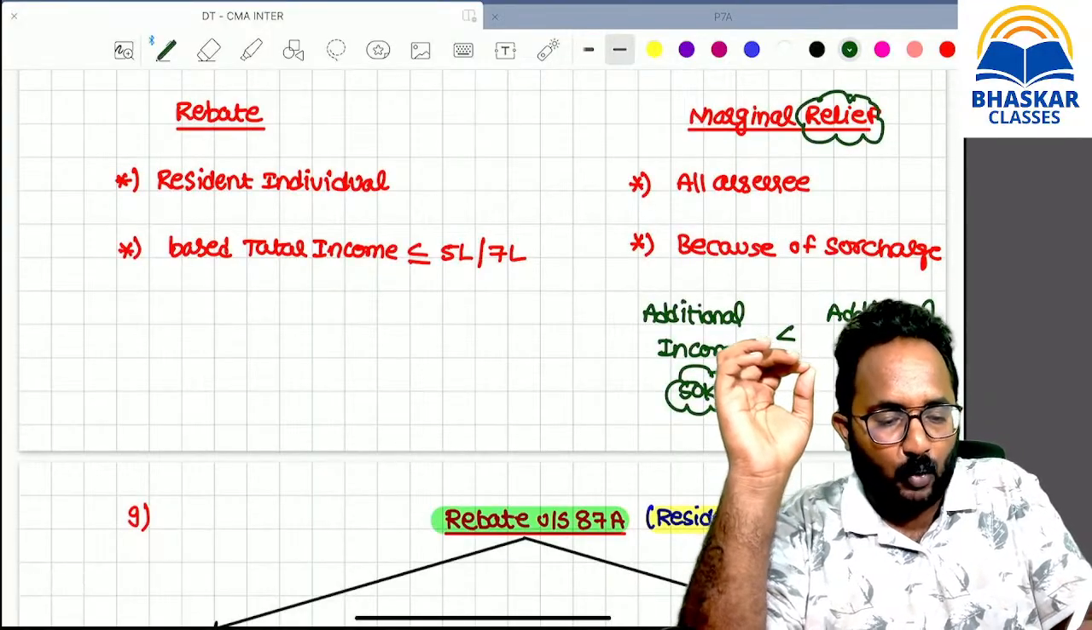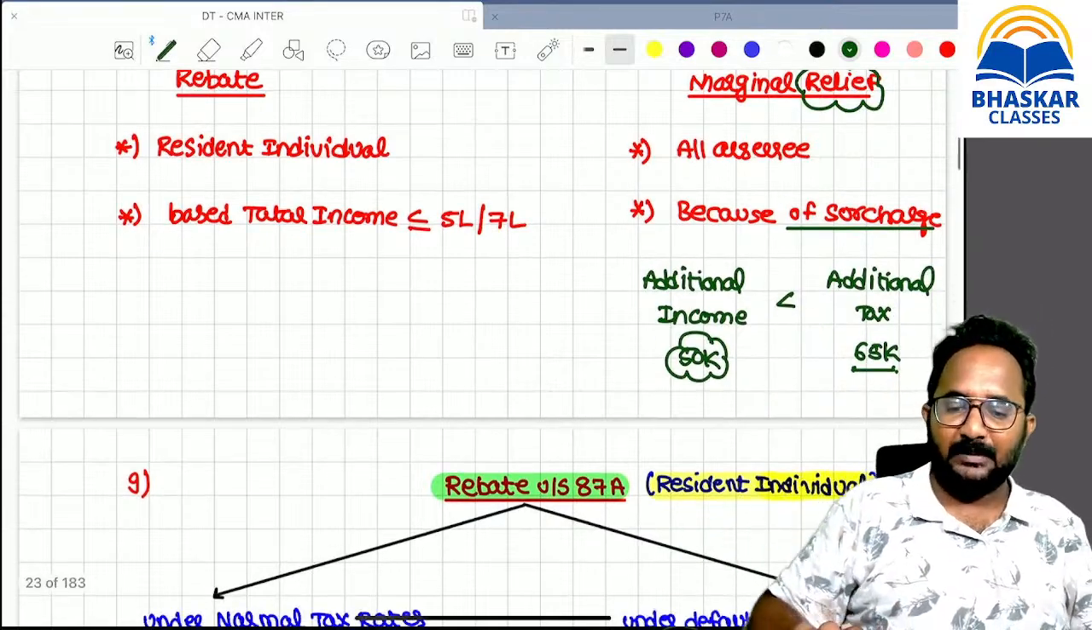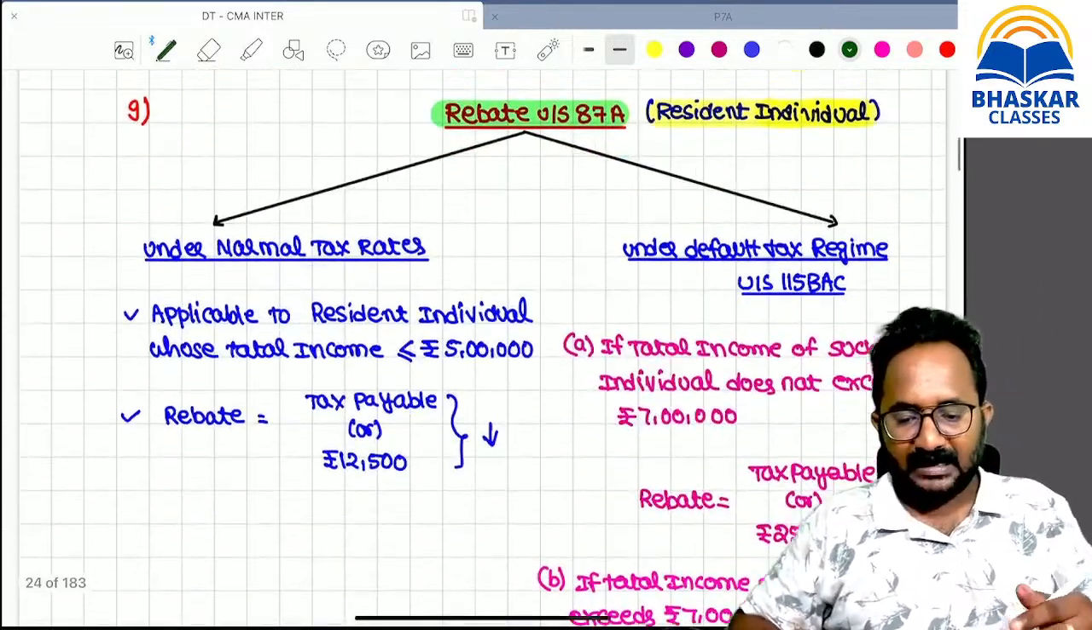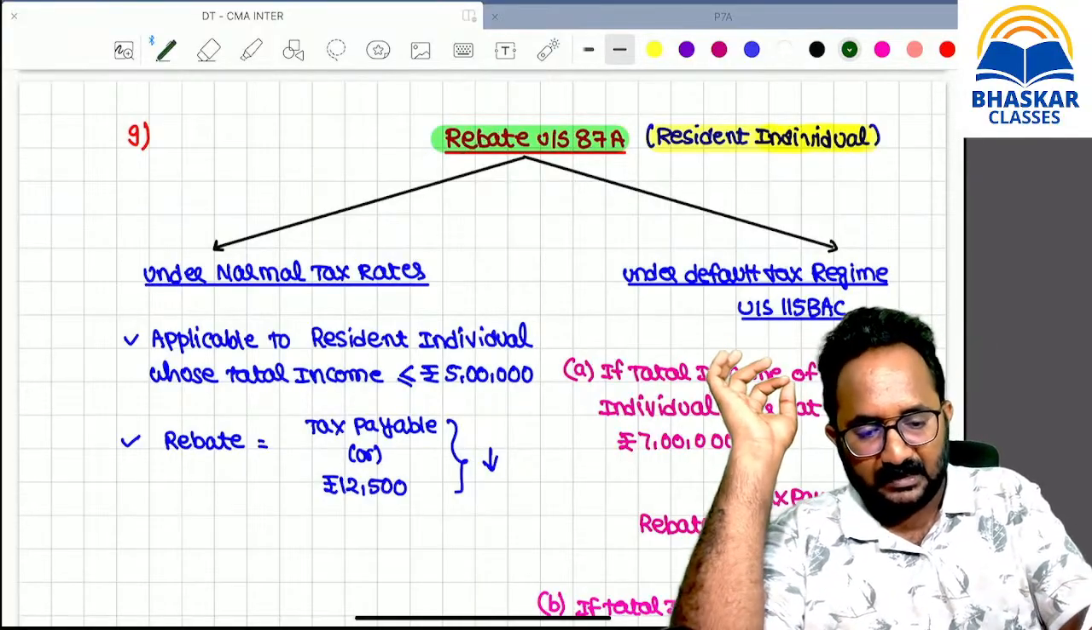This happens only because of the surcharge concept. Now we can discuss the rebate, and after that we can discuss marginal relief.